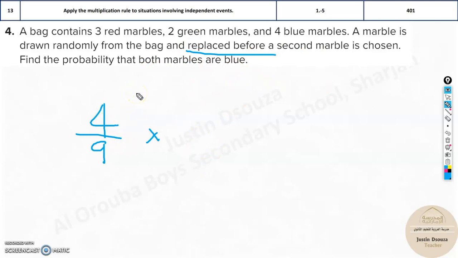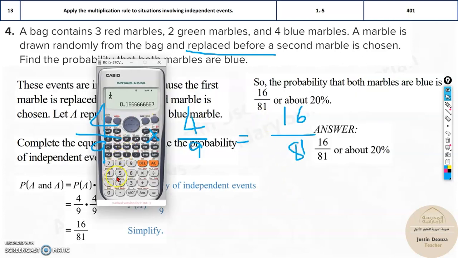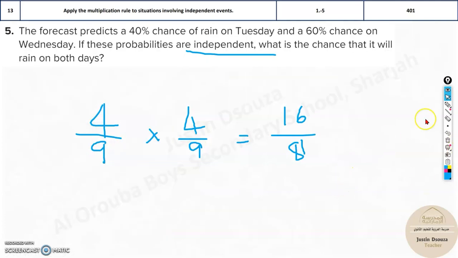You choose a marble. I got blue color, put it back. Now again I'm choosing, so it's going to be the same thing, 4 by 9 itself, because the total marbles are 9 and there are 4 blue marbles. The probability that both will be blue is 4 by 9 two times. That will be 16 by 81. So that is the answer. Let's just check. 16 by 81 is the final answer. You can put that in a calculator and get about 20%. 16 divided by 81 is very close to 20%. It's 19.75%.